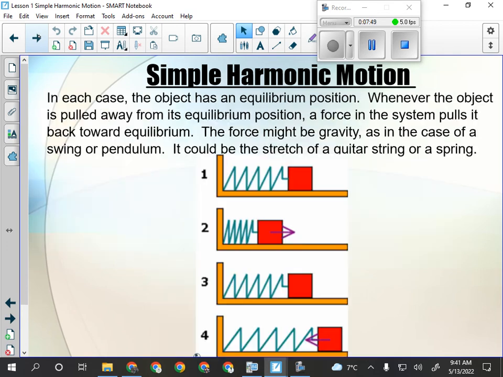Okay. All right. So in each case, the object has an equilibrium position. Sorry. You said that the restoring force always tries to put the object back to equilibrium. That's correct. So if we will ever have to put a vector on restoring force, it would be towards the equilibrium point? It'll depend on the situation.